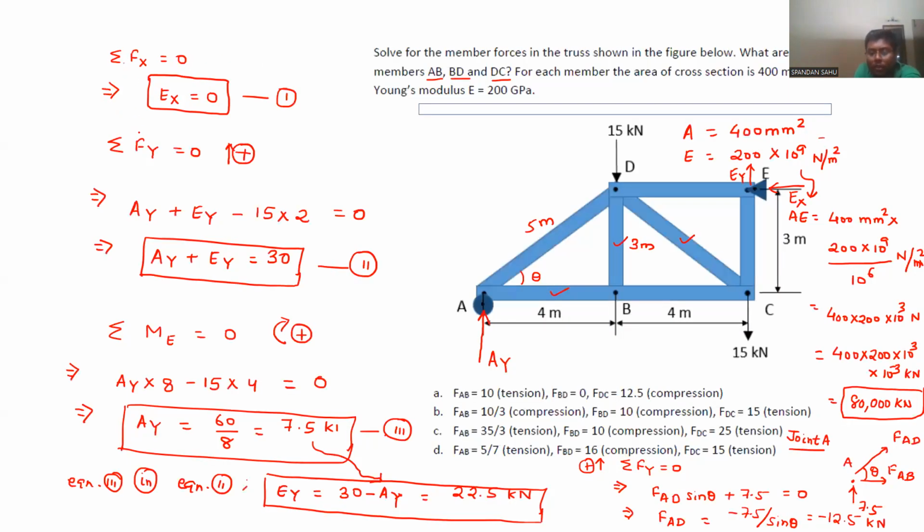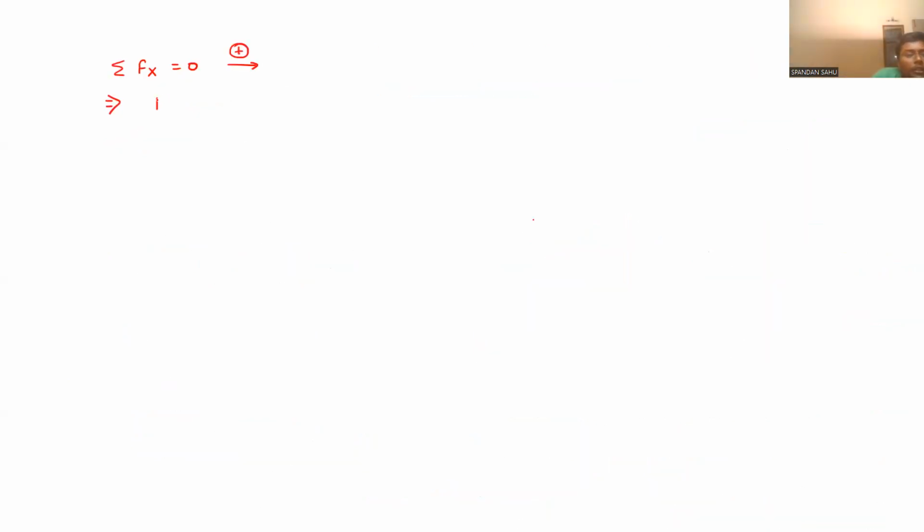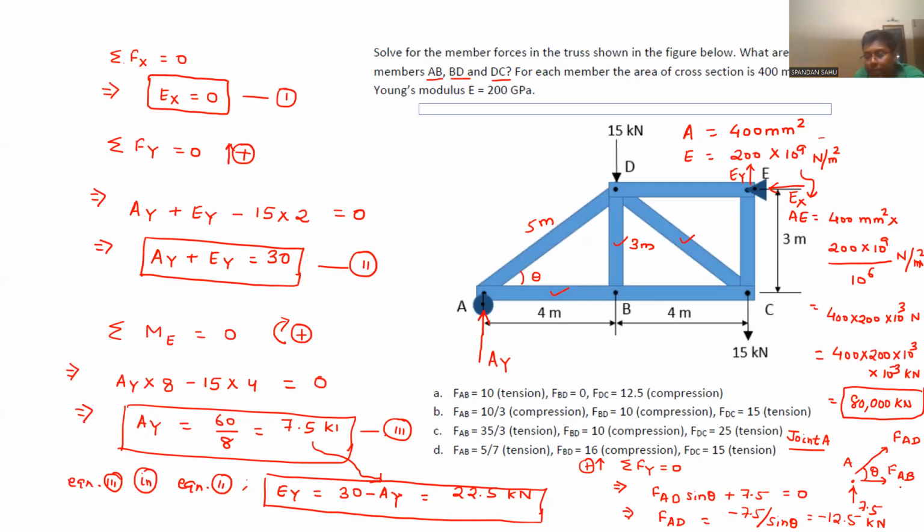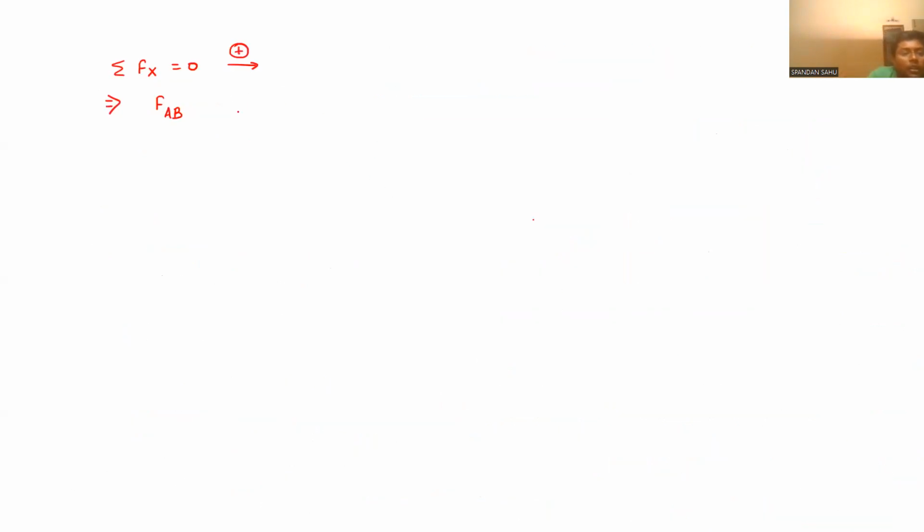we can write for the same joint summation of Fx equal to 0. And this direction we are considering to be positive. So what we can write, FAB plus FAD cos theta. FAB is in the horizontal direction, and FAD cosine theta will be in the horizontal direction. So FAB plus FAD cos theta will be equal to 0.